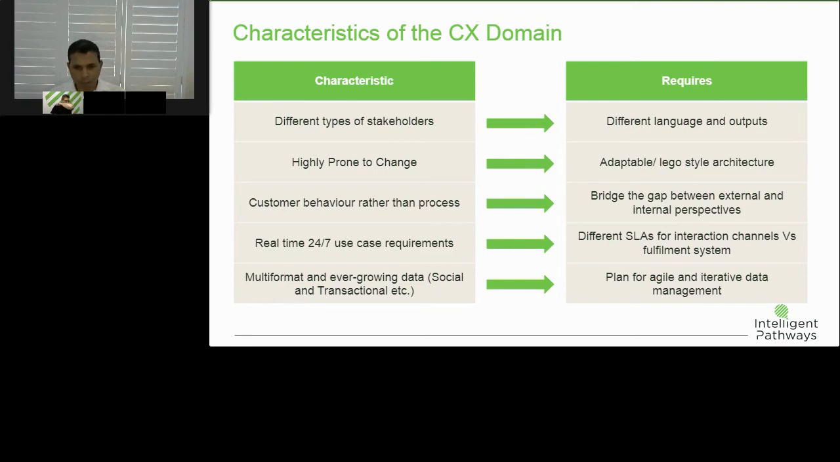Also, rather than diving down into each item, one thing I wanted to focus on is the real-time 24/7 use case requirement, because customers are online everywhere. But from an architecture point of view, don't lose sleep over everything having to run internally 24/7. Your customer interaction channels have different SLAs than the fulfillment system. And data is key here: multiple and ever-growing transactional data versus social data, and being able to solution that. There are many types of data approaches. Customer-centric data is a whole new topic to talk about.